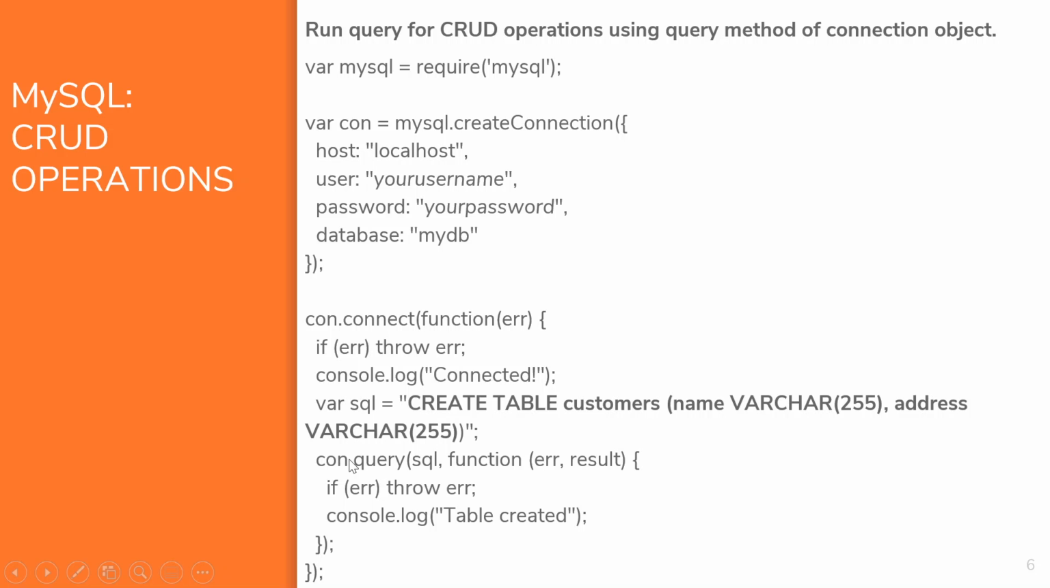Next one is, once you have connected, you have to execute a query on it. So even that is a part of the connection object only. So you can execute the query, and then you can just send the query inside it. And it's always good to have a callback function, so that you get a good idea of what is happening. Same way, if it succeeds, then "table created" will be logged in your console, or otherwise the error will be thrown to your console.